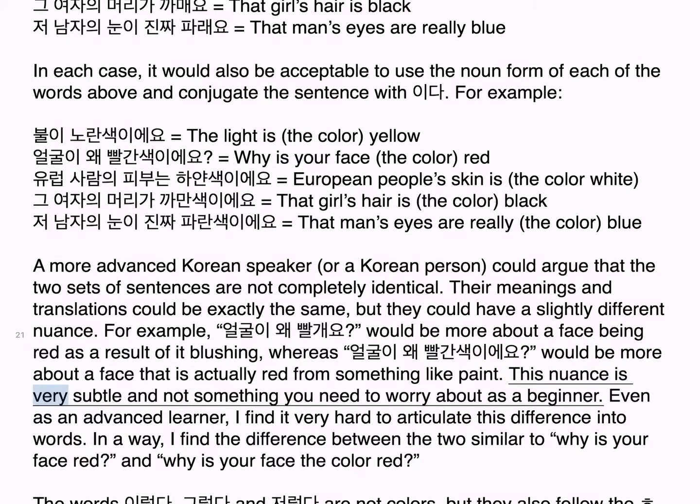This nuance is very subtle and not something you need to worry about as a beginner. Even as an advanced learner, I find it very hard to articulate this difference into words. In a way, I find the difference between the two similar to why is your face red, and why is your face the color red.